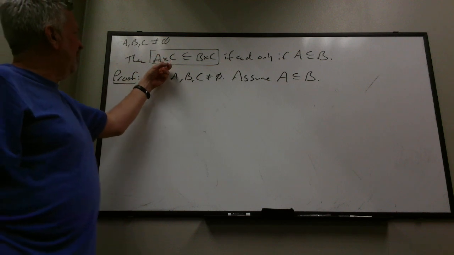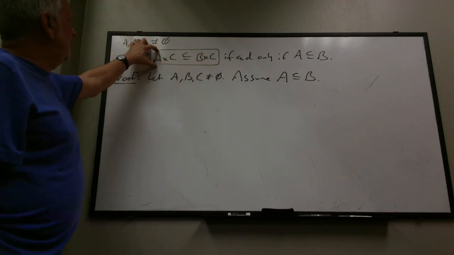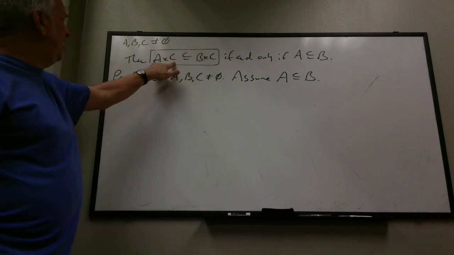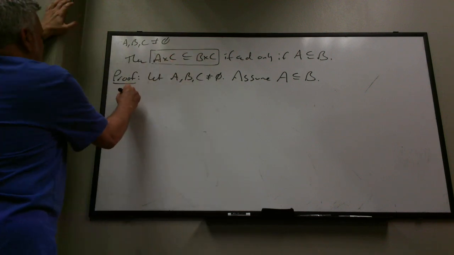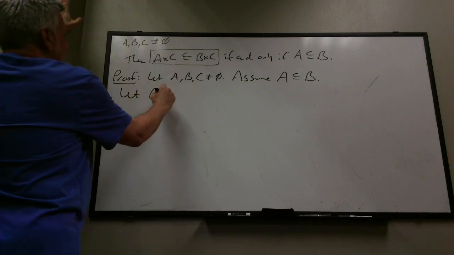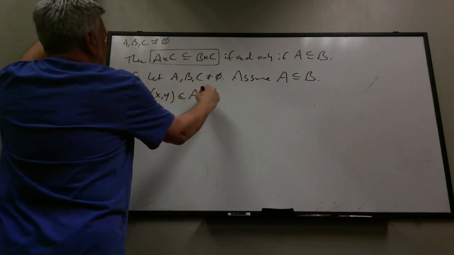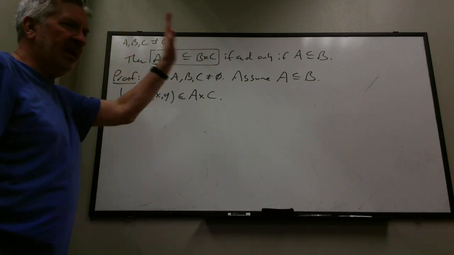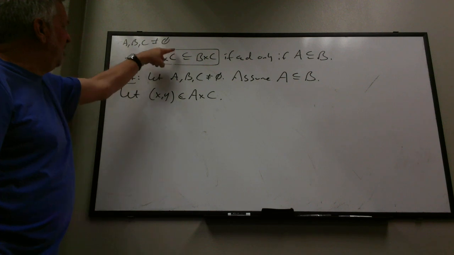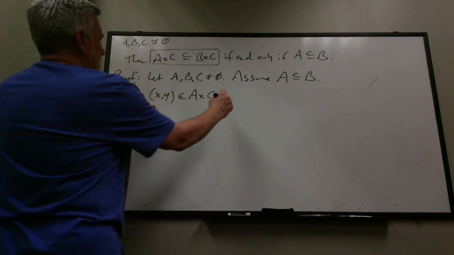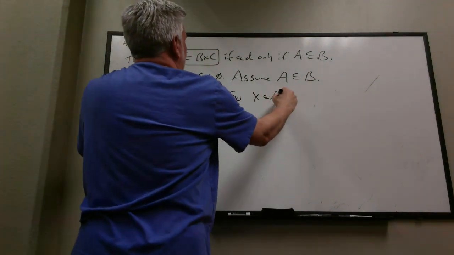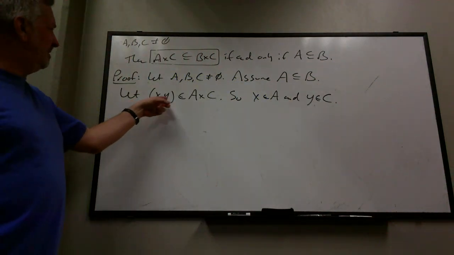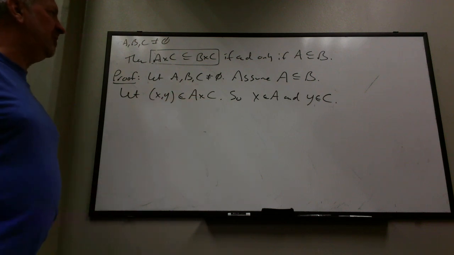Now, how do you show one set is a subset of another? We start with an element in here, show the element is in here. So let's pick something in A cross C. So I'll just use x's and y's again. Let x, y be an element of A cross C. Okay, so I don't try to do 8 things in one step. So I started with something on the left-hand side. Well, what does this mean? That means x is in A and y is in C. x is in A and y is in C. That's the definition of Cartesian product.